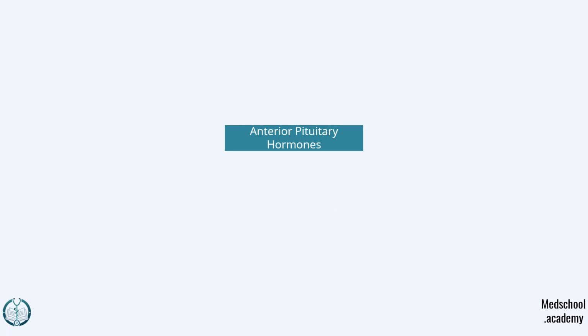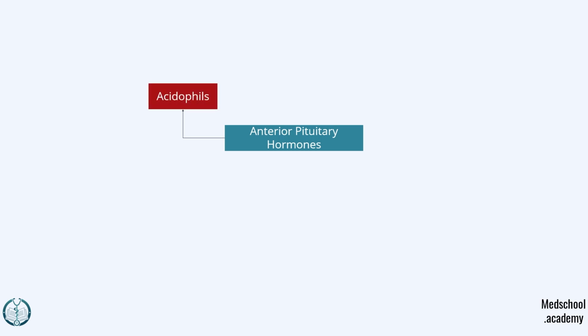So this lecture is just an introductory lecture on the hormones of the anterior pituitary gland. The hormones made by the anterior pituitary gland can be categorized by the cells that make them. And the cells can further be categorized into two major categories.